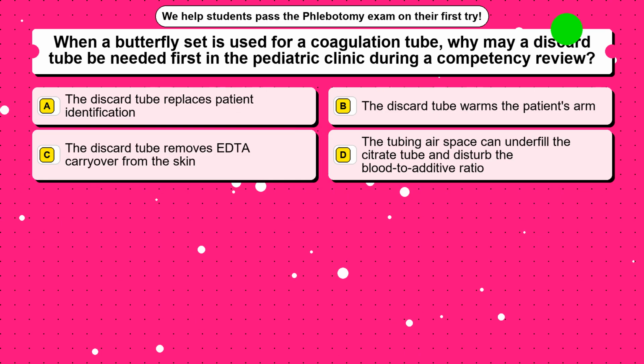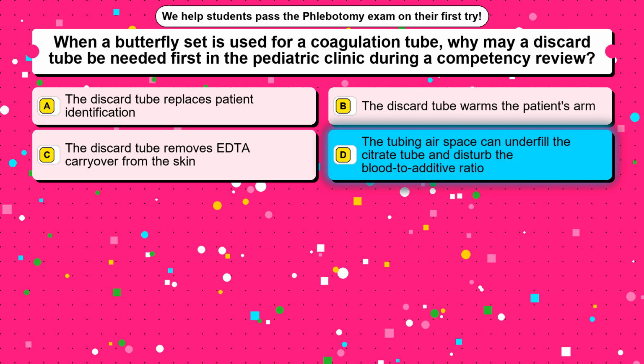Question 22. When a butterfly set is used for a coagulation tube, why may a discard tube be needed first in the pediatric clinic during a competency review? Option A. The discard tube replaces patient identification. Option B. The discard tube warms the patient's arm. Option C. The discard tube removes EDTA carryover from the skin. Option D. The tubing airspace can underfill the citrate tube and disturb the blood to additive ratio.